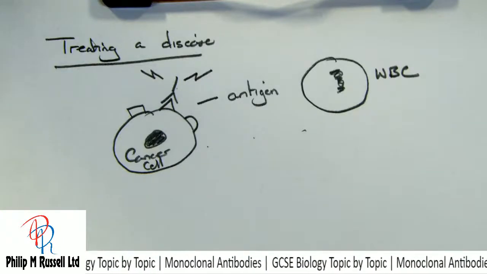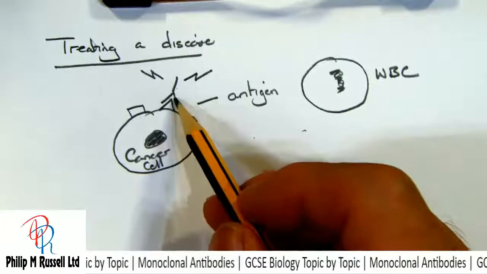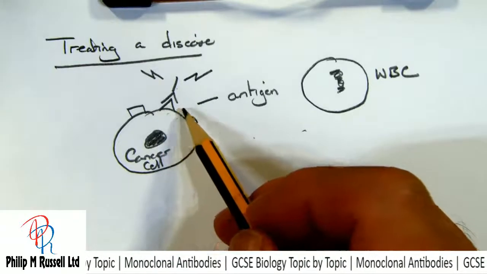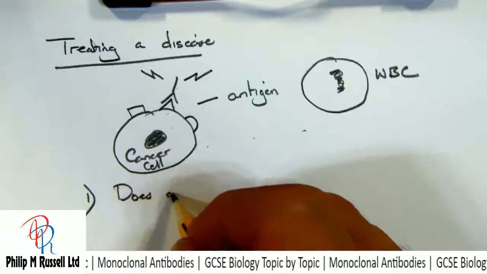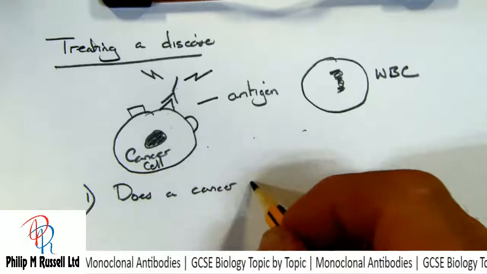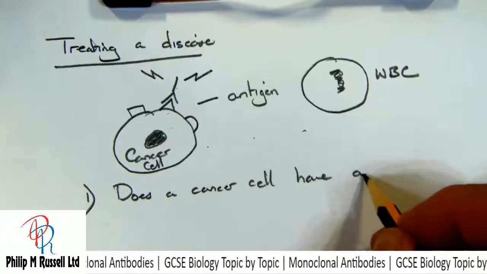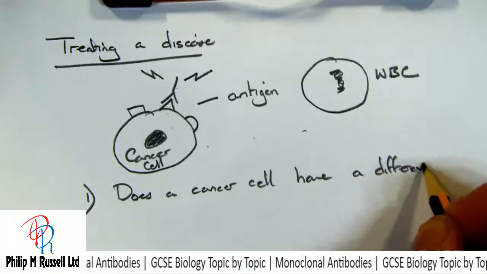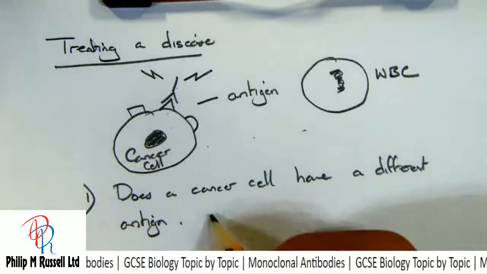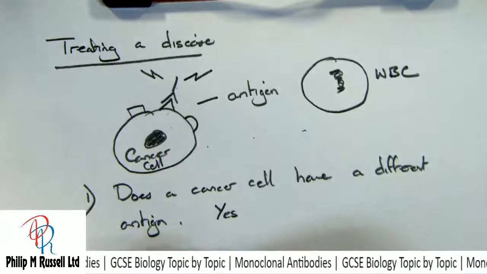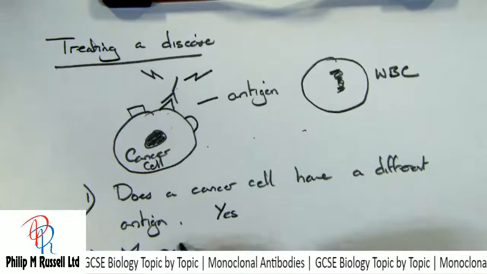Now, what are the problems here? Well, let's see if we could identify a cancer cell. So the first question that comes up is, does a cancer cell have a different antigen? If the answer to this is yes, then we can make for this a monoclonal antibody.